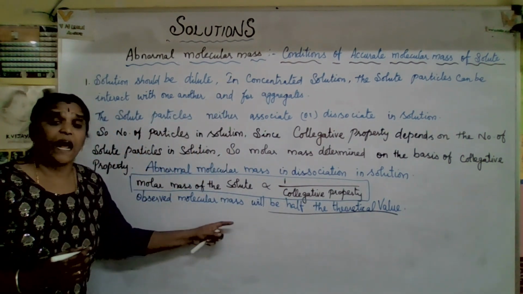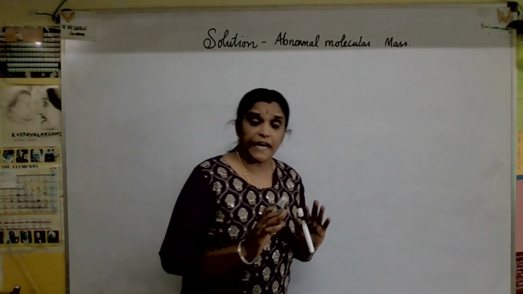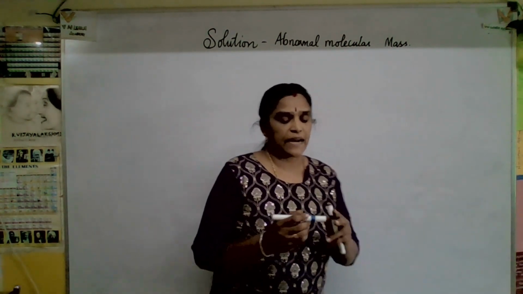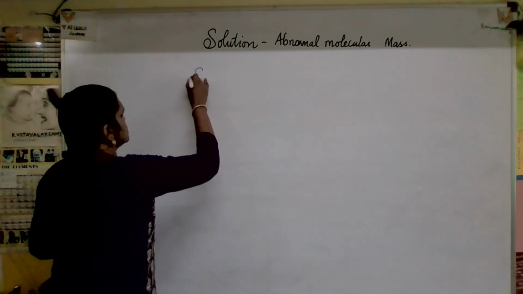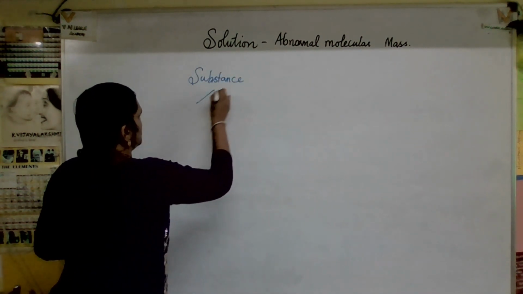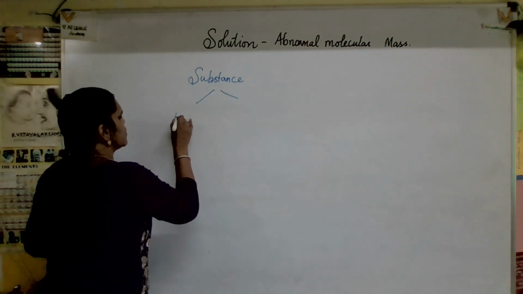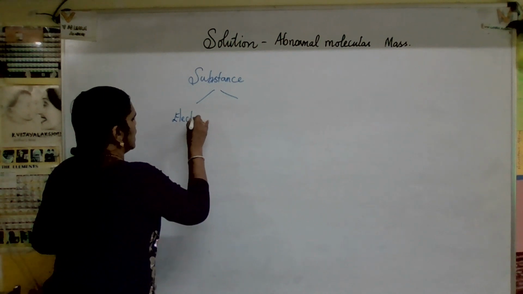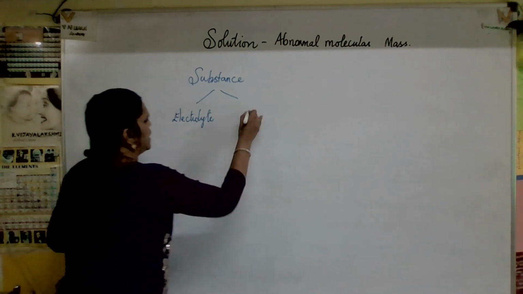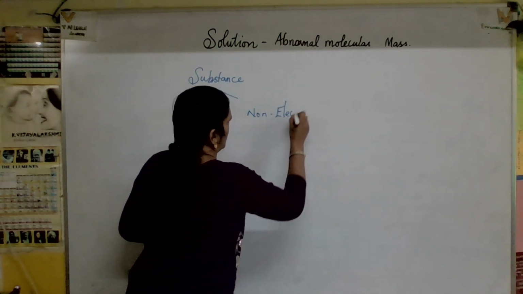Let us go and analyze with some example. Now, suppose you are taking a substance, we can divide it into two parts according to this, to explain here: electrolyte and non-electrolyte.